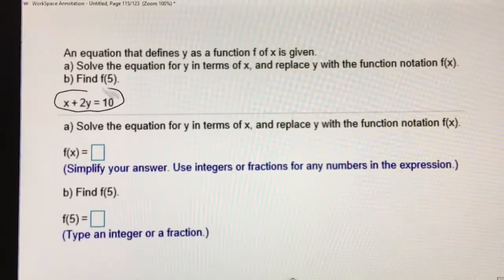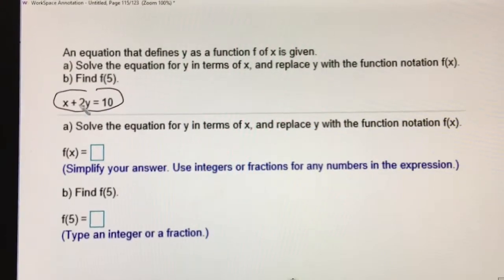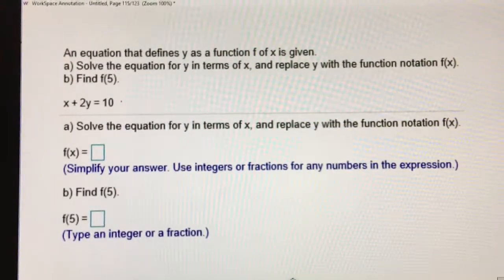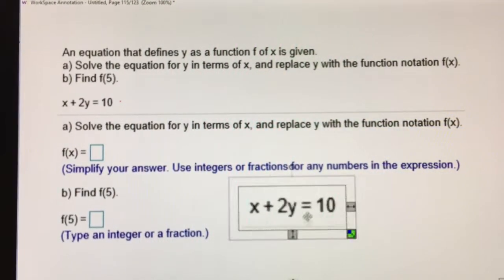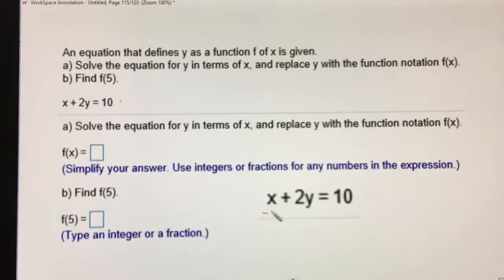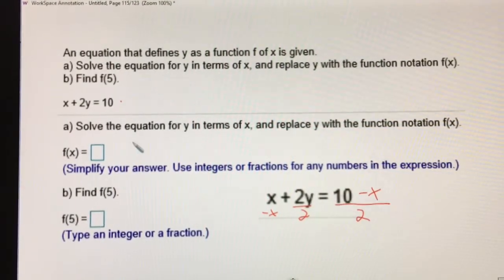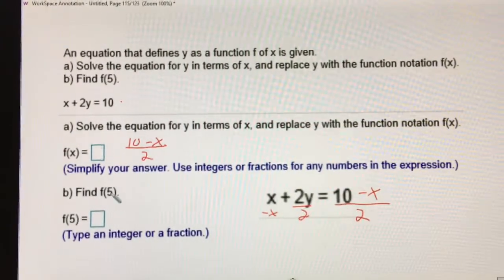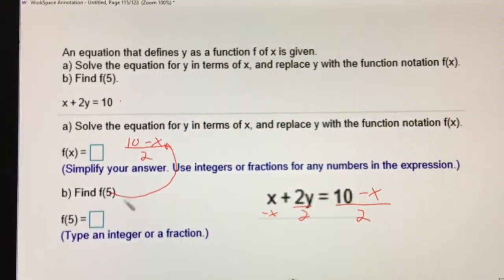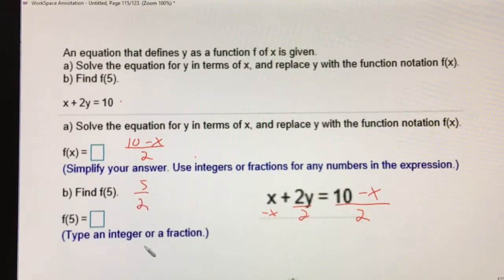They want me to just solve this for y. That's all. So I'm going to minus x from both sides. I'm going to solve that for y and rewrite it in f of x notation. So I'm just going to minus x from both sides. And notice that gives me a 10 minus x. Then I'm going to divide both sides by 2. So that's going to give me 10 minus x over 2. And I'm not writing it in any special format. Then I'm going to take this 5 and throw it in for x. So 10 minus 5 is 5 over 2.